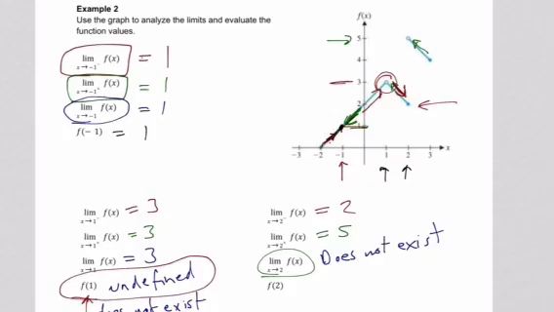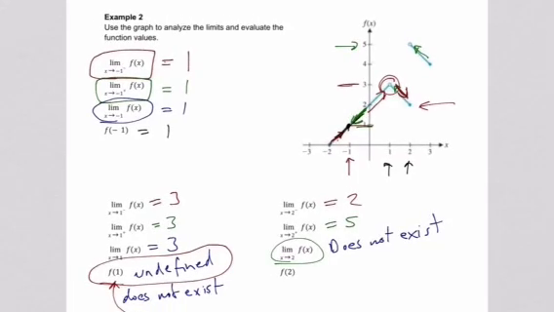So undefined wouldn't really be the best way to describe it. We could say does not exist is better. Because they don't agree, we don't get a two-sided limit. But we do see there is a solid dot, and the height of that dot is 2, and so the function value is 2 at that point.